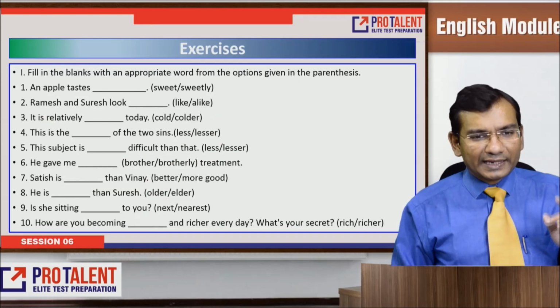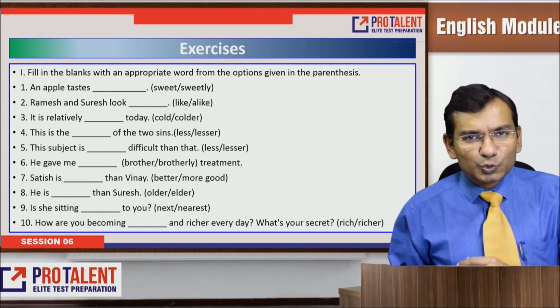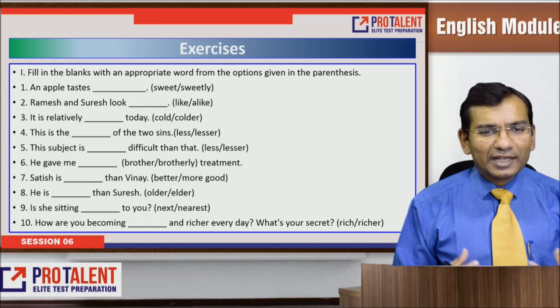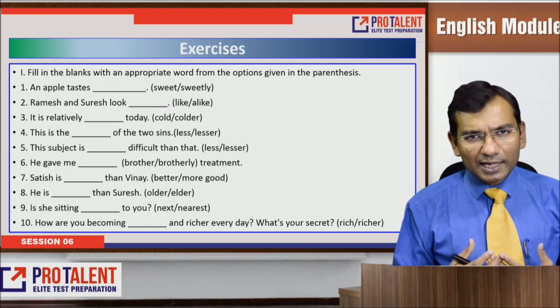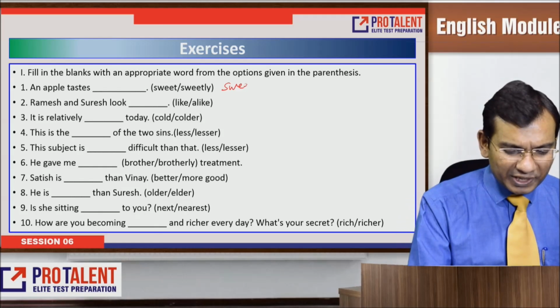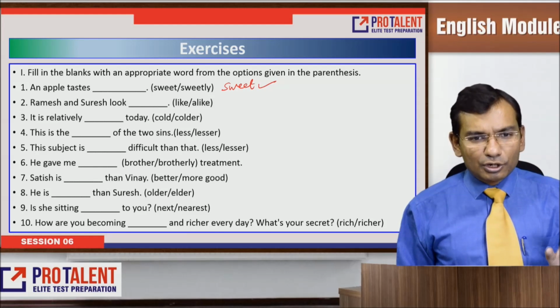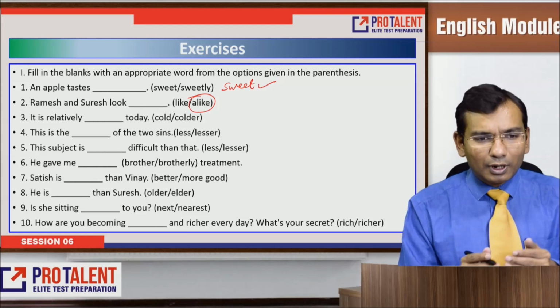ठीक है, an apple tastes. ठीक है, कैसा होगा? Sweet या sweetly. अभी हमने देखा that feelings के साथ जो भी आप you can say adjectives या adverb के बारे में बात आएगी तो हमेशा क्या यूज होगा? Adjectives. So यहाँ पे क्या होगा? Sweet. ओके, ठीक है. Ramesh and Suresh look alike. क्या यूज होना चाहिए? Look alike.